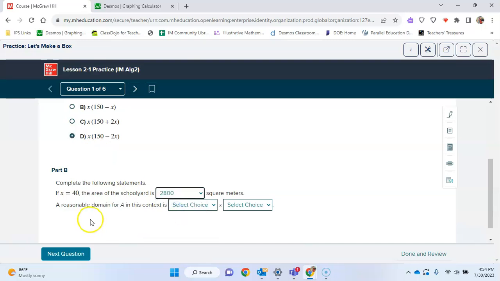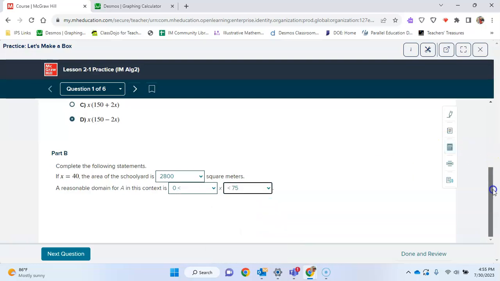square meters. A reasonable domain for A in this context is, it would have to be greater than 0, or it would be negative, right? If X was 75, that would make this equal to 0. 2 times 75 is 150. 150 minus 150 is 0. So it would have to be less than 75, or be negative.